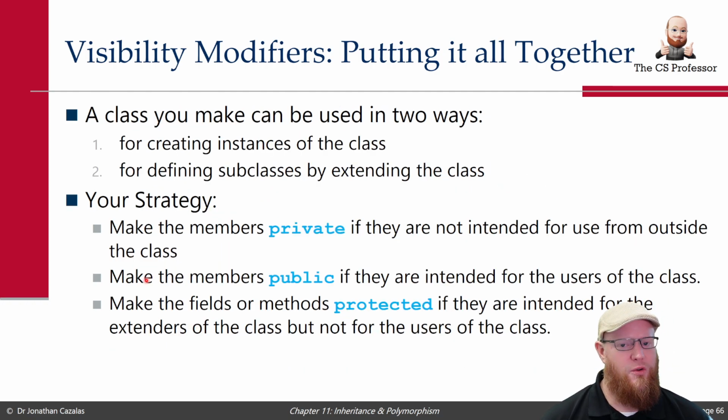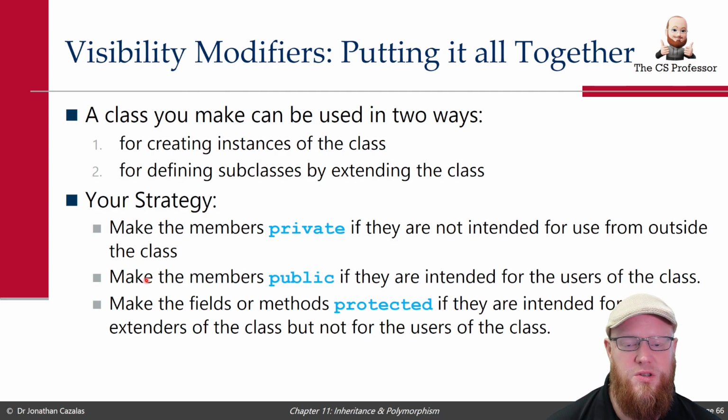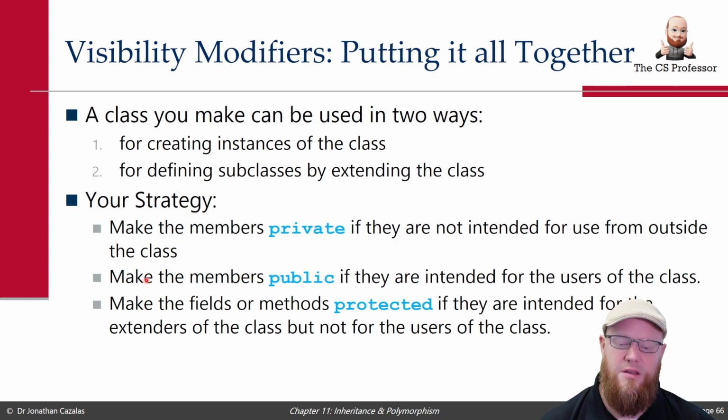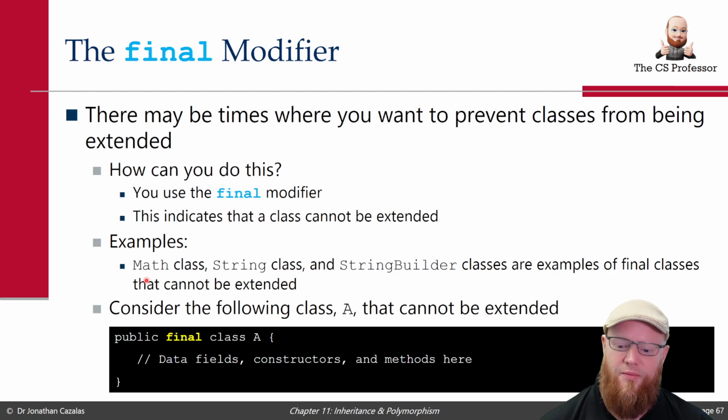A class can be made for really one of two purposes: either as a blueprint to create instances of that class, or for defining subclasses that will extend that class. So when you're doing this, your strategy should be, in general, everything should be private as a default. Make a data member private if it is not intended for direct use outside of the class. Make the data members public if they are intended for direct use by users outside of the class, and then make those fields protected if they're intended only for those who are extending that class.